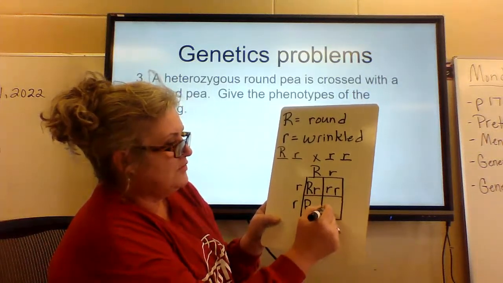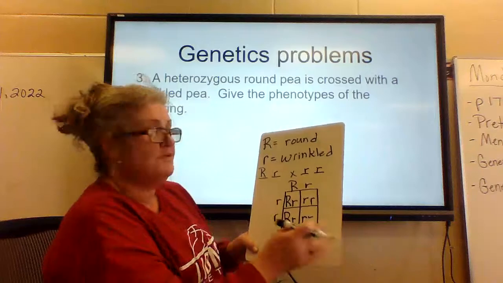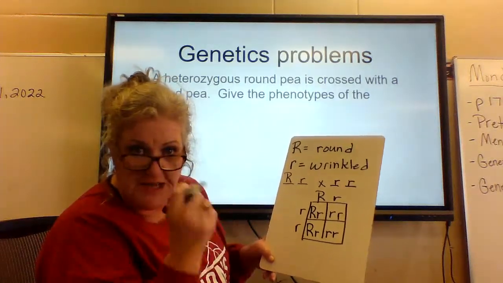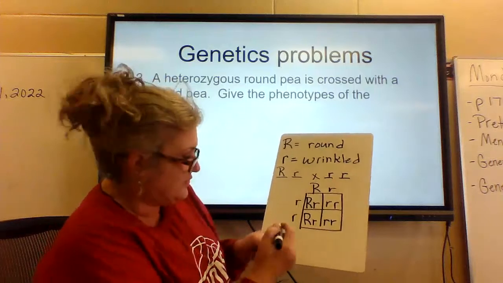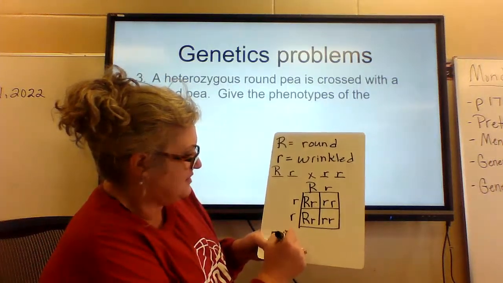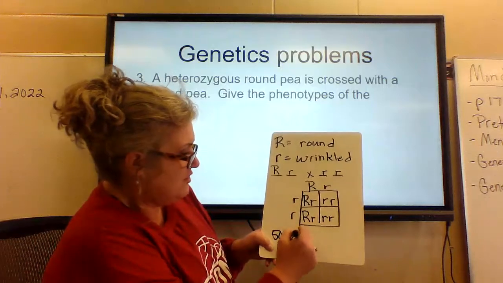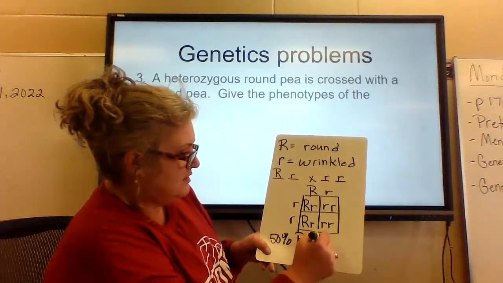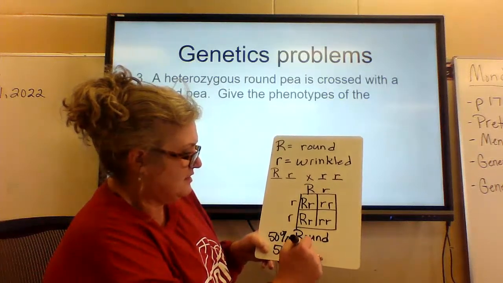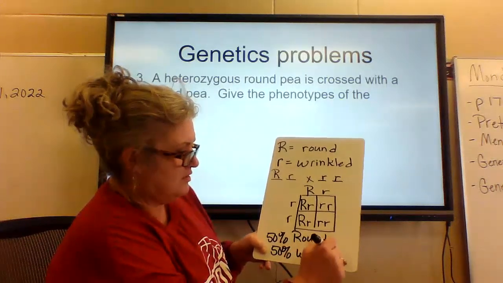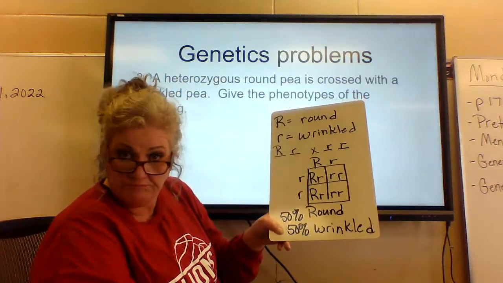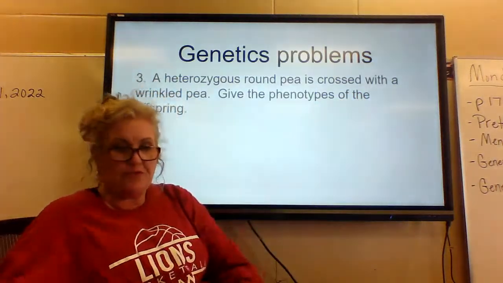Round, wrinkled. Okay, so do they want to know the genotypes? Nope. Just the phenotypes. And students, what's the phenotype? The physical appearance, right? So we've got 50%, half of them, round, and 50% wrinkled. Right? Okay, that was number 3.